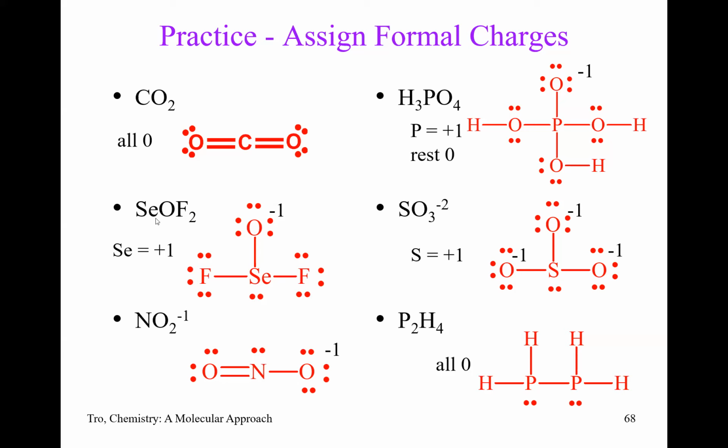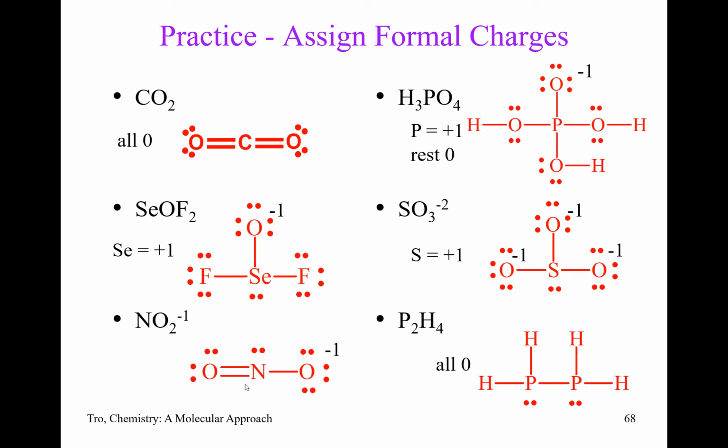So this strange selenium OF thing, the fluorines are normal, 1 bond, 3 lone pairs. The selenium is right below oxygen, so it should look the same. And we've got that similar situation where the selenium has 3 bonds and 1 lone pair, so that's a +1. The oxygen has the opposite, 3 lone pairs and 1 bond, so that's a -1. So those two cancel and it's still neutral.